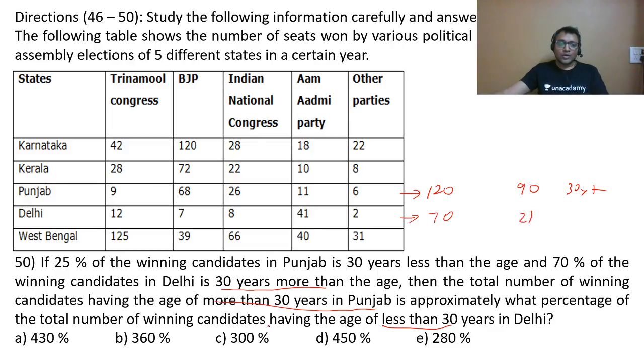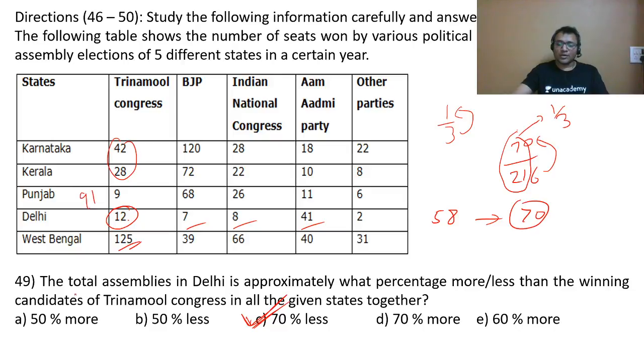Right. So what I want is what percent. So 90 is what percent of 21. So you can make out it should be A option. More than 400%, right? 84 will be 400%. 6 more will be approximately 30 percentage. You can make out it will be 430.